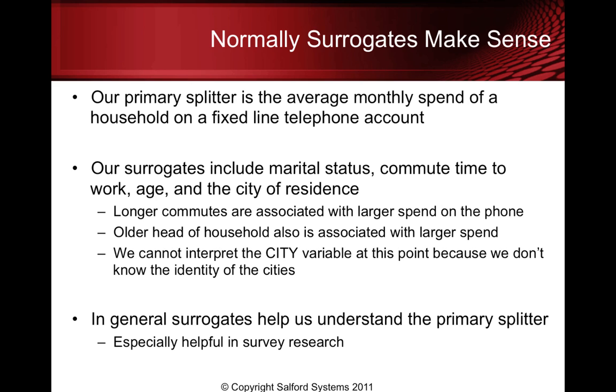But alternatively, we might have individuals who don't necessarily have such high incomes, but are willing to sacrifice other goods and other expenses in order to permit themselves to do more with telephony. And that seems to be the case in this particular example because the surrogates that we're finding have more to do with the need to communicate and opportunities to communicate than they do with things that relate to income.